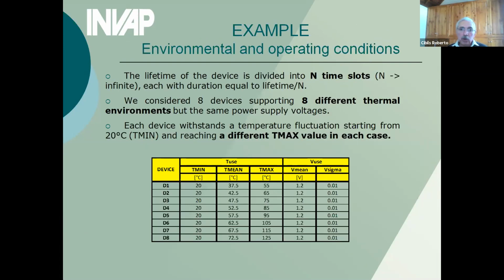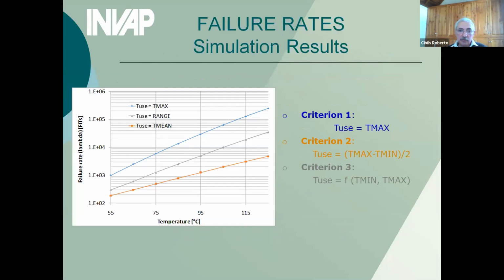We consider here eight cases with eight different temperature ranges, and we keep the power voltage constant, we keep the low extreme of the temperature range constant, but change the high extreme, the maximum temperature. So we applied Monte Carlo to all these eight cases, and we achieved the following results.